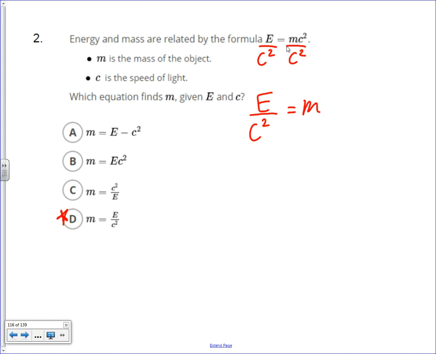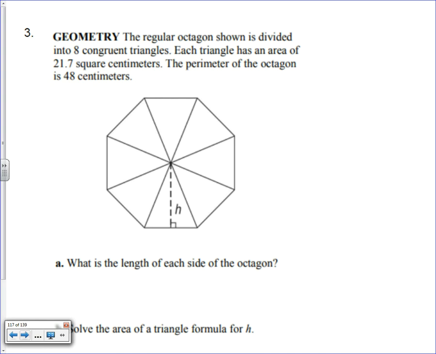All right, finally, let's do a little bit of geometry. A regular octagon is shown. So there's your octagon. There are 8 congruent triangles. Remember that if it's a regular octagon, that means all of the sides are congruent. And what this problem is telling you is that the triangles that are formed in there are also congruent. Each triangle has an area of 21.7 square centimeters, and the perimeter is 48 centimeters. What is the length of each side of the octagon?